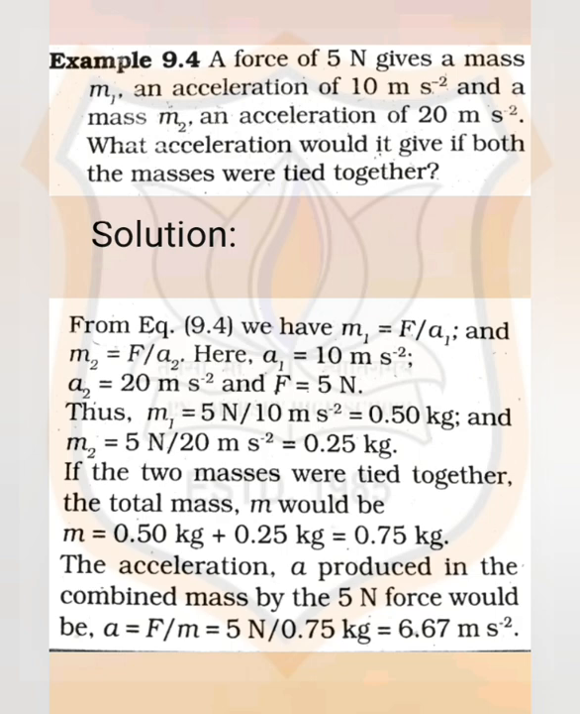So if the two masses were tied together, the total mass m would be m1 plus m2, that is 0.50 plus 0.25, which is 0.75 kg. And the acceleration a produced in the combined mass, with the help of 5 Newton force, will be, the formula is F is equal to ma, or a is equal to F upon m, that is 5 Newton divided by the total mass 0.75 kg, which will give 6.67 meter per second square.